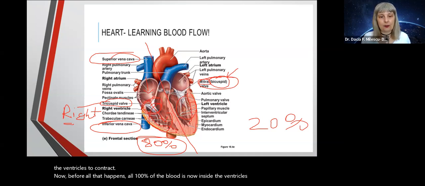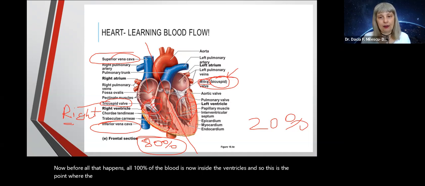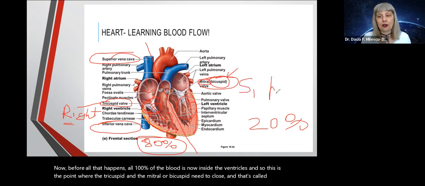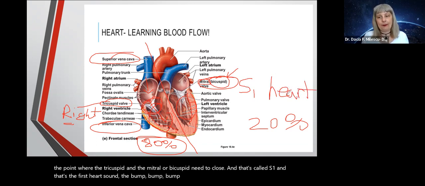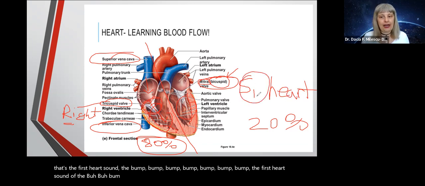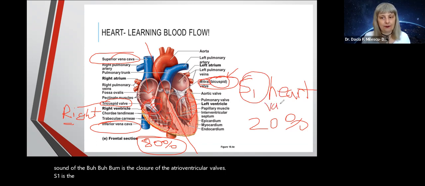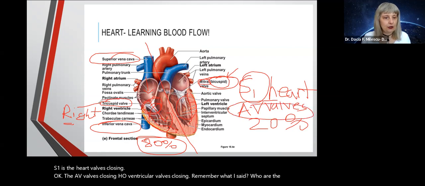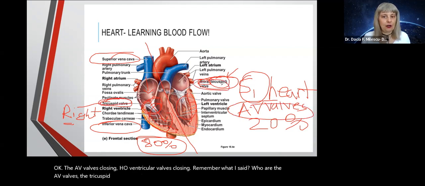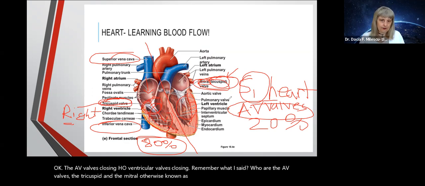And so this is the point where the tricuspid and the mitral or bicuspid need to close. And that's called S1. And that's the first heart sound. The ba-bum, ba-bum. The first heart sound, the pa of the pa-bum, is the closure of the atrioventricular valves. S1 is the heart valves closing, okay? The AV valves closing, atrioventricular valves closing. Remember what I said, who are the AV valves? The tricuspid and the mitral, otherwise known as bicuspid, okay?